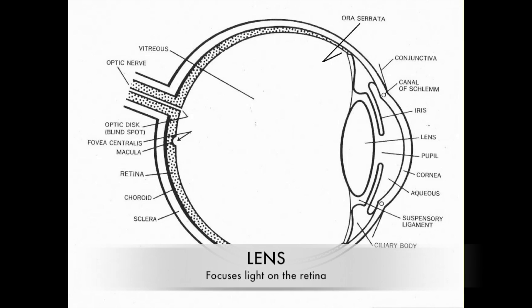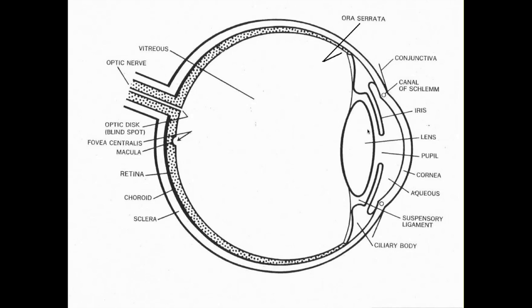The lens is located in the anterior part of the eye. It sits directly behind the pupil. It bends or refracts light waves. The lens is responsible for focusing the light that enters the eye onto the retina. Without a lens, there would be no clear focused image for the brain to interpret.